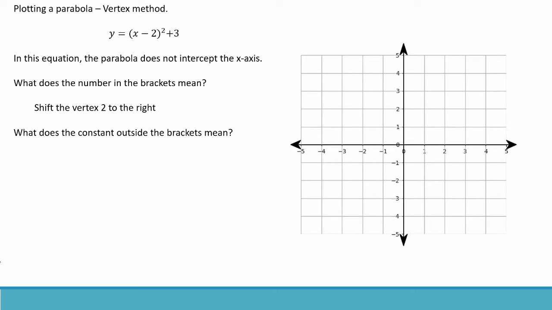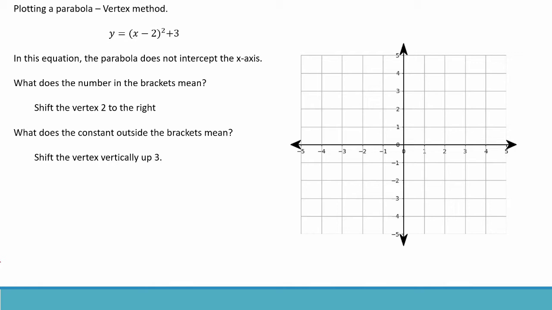Now we have a constant outside of our brackets as well. Once we've done the inside of the brackets and squared it, we're then adding on a constant value, or we could also be taking away a constant value. And so that number outside of the brackets is going to be shifting our parabola up and down. In this case, with the +3, it's going to shift the vertex 3 up.